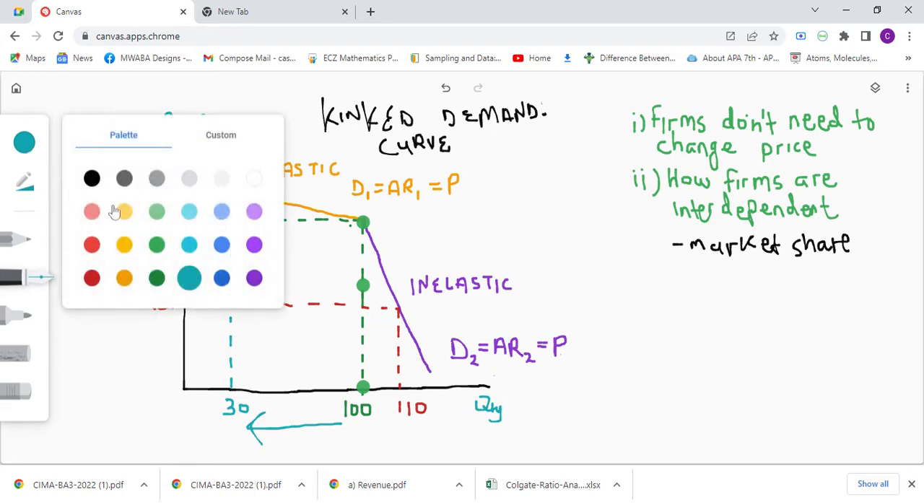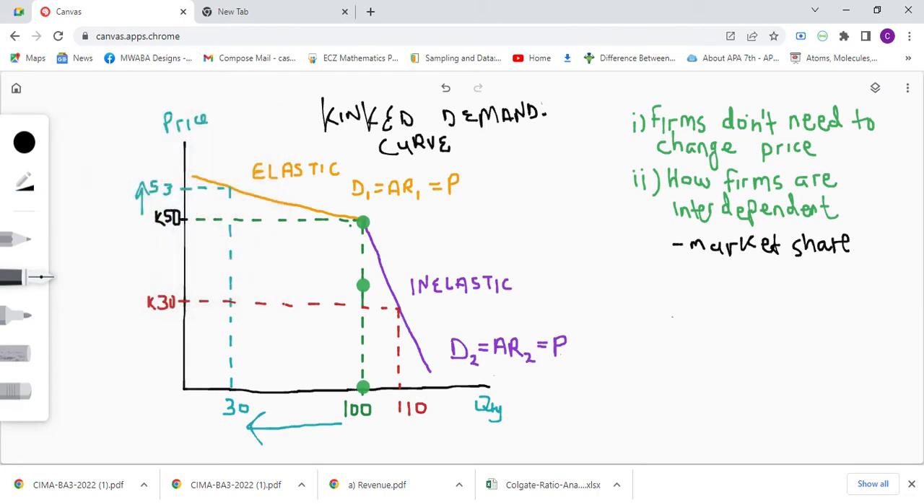So at first, if the firm is charging 50 kwacha, total revenue is price times quantity. At first, we were charging 50 kwacha, and the quantity is 100. So the revenue is 5,000 kwacha. Revenue is 5,000 kwacha.